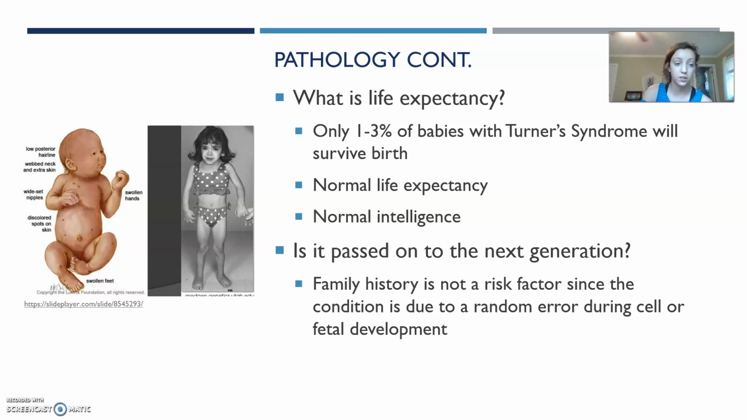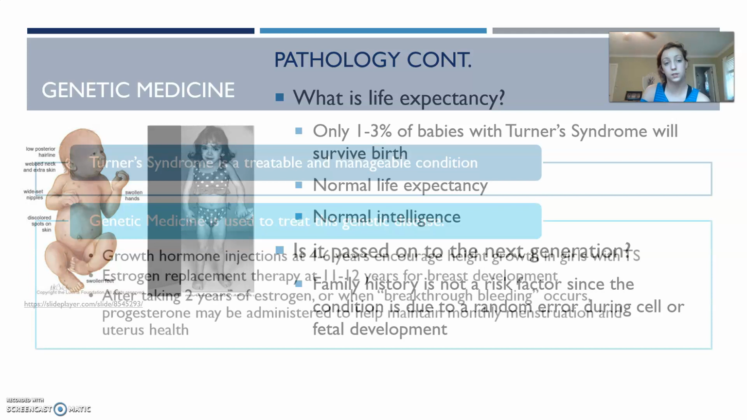And as you can see on the left, there's an image of what a Turner syndrome baby might look like, with the extra skin around the neck, widely set nipples, and swollen hands and feet.